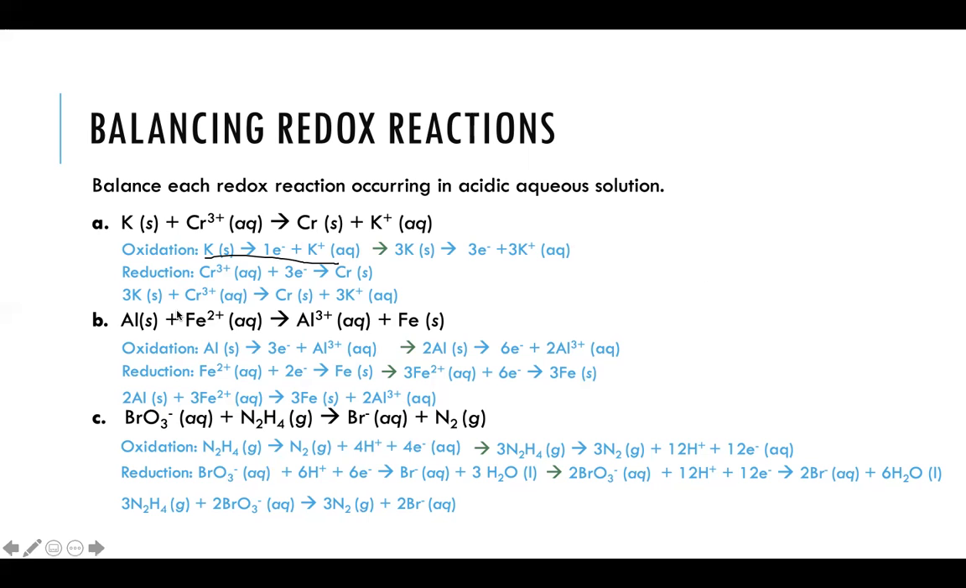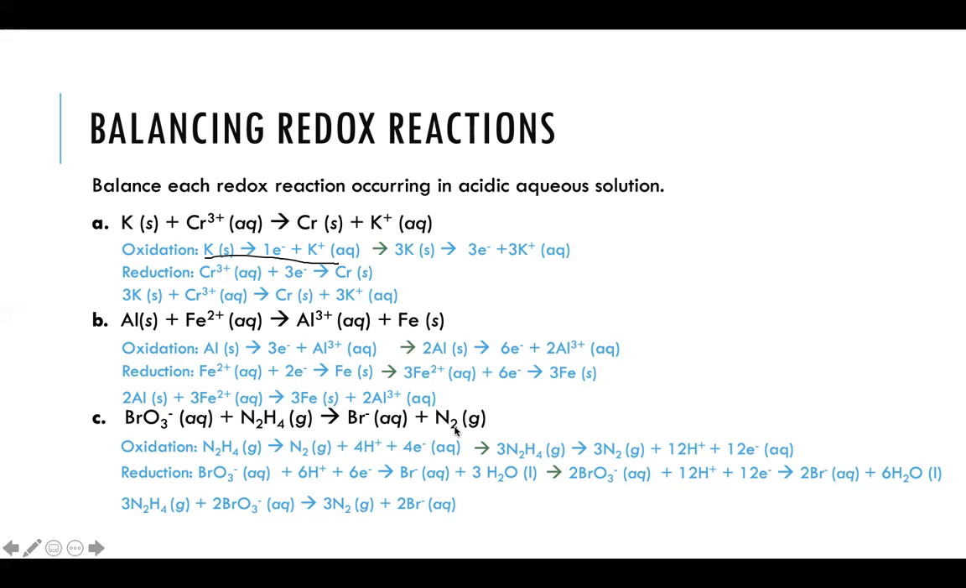Okay, so now we can look at more of an example in a positive solution, like an acidic solution. If it's an acidic solution, it'll have a lot of H+ in it. So we have this reaction here. We have BrO3 negative plus N2H4 yields Br minus and N2.